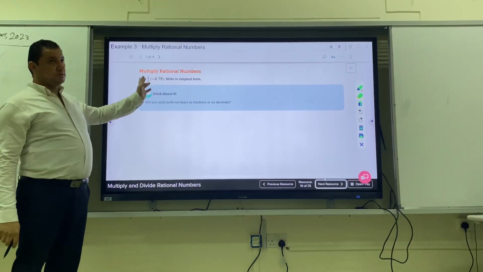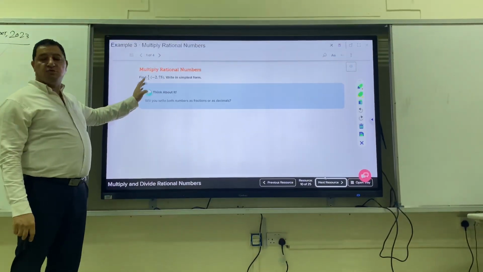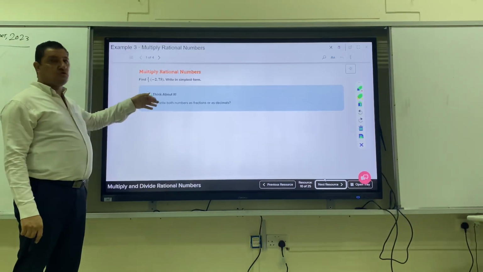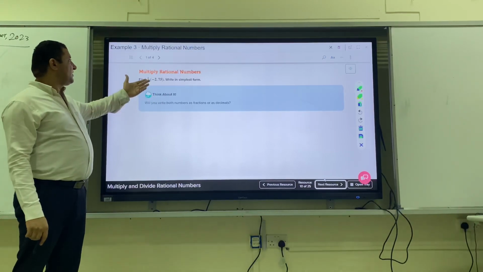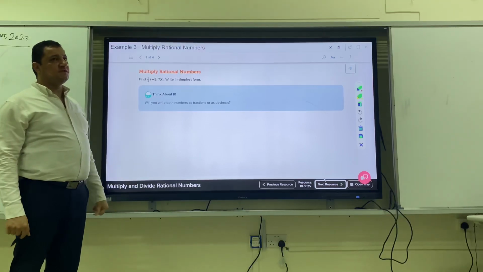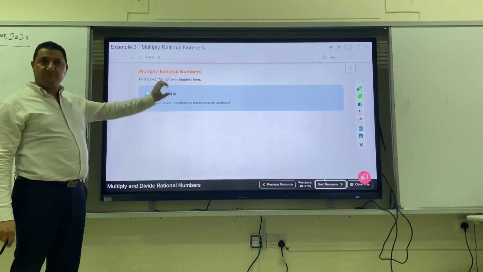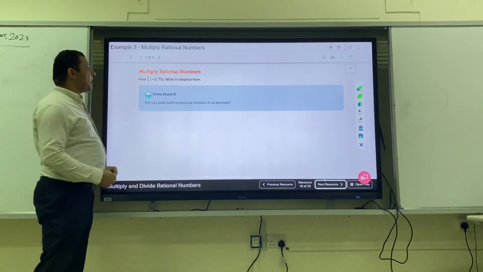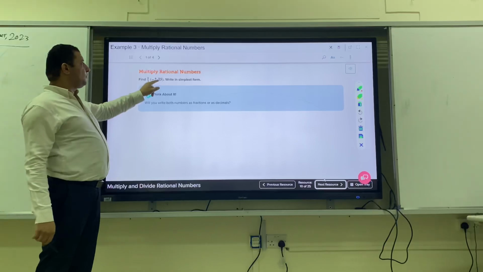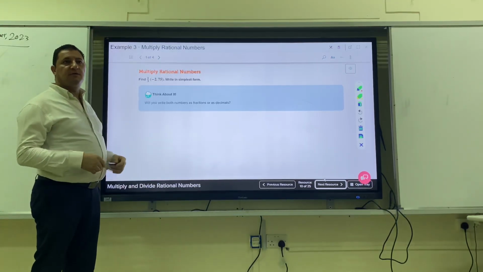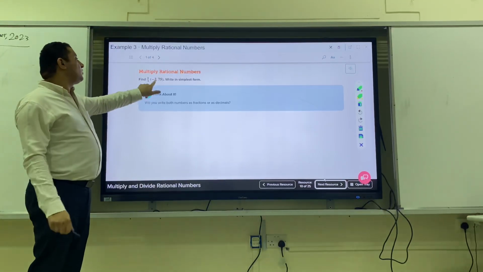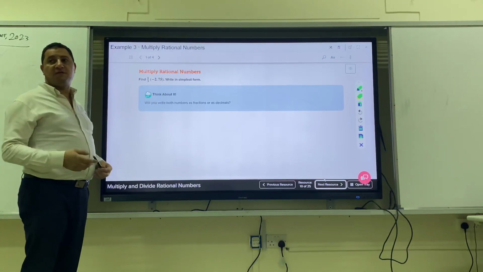Two different values. Two different notations. I have two different notations: 1/3 multiplied by negative 2.75. So I have a fraction and a decimal. Now, I need to turn either 1/3 into a decimal or 2.75 into a fraction.